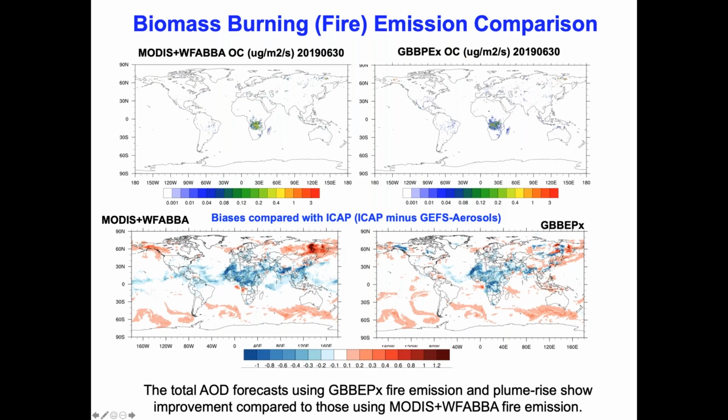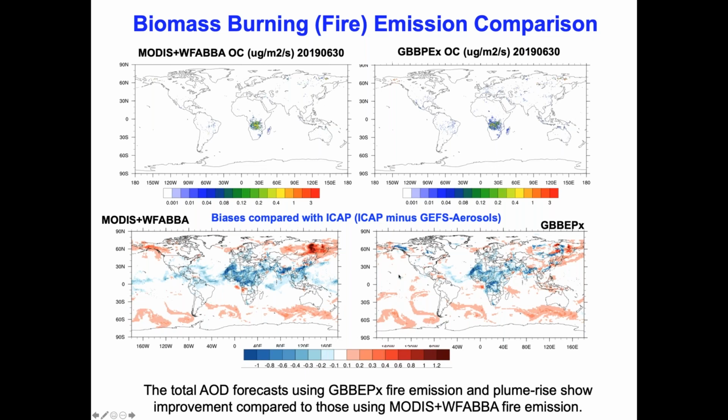And here is another comparison about the fire emission, the biomass burning emission. The left side is the one that we used before, MODIS plus the fire emission. And the right one is what we are using in operation now, the GBBEPx emission. Both of them include the plume rise module.